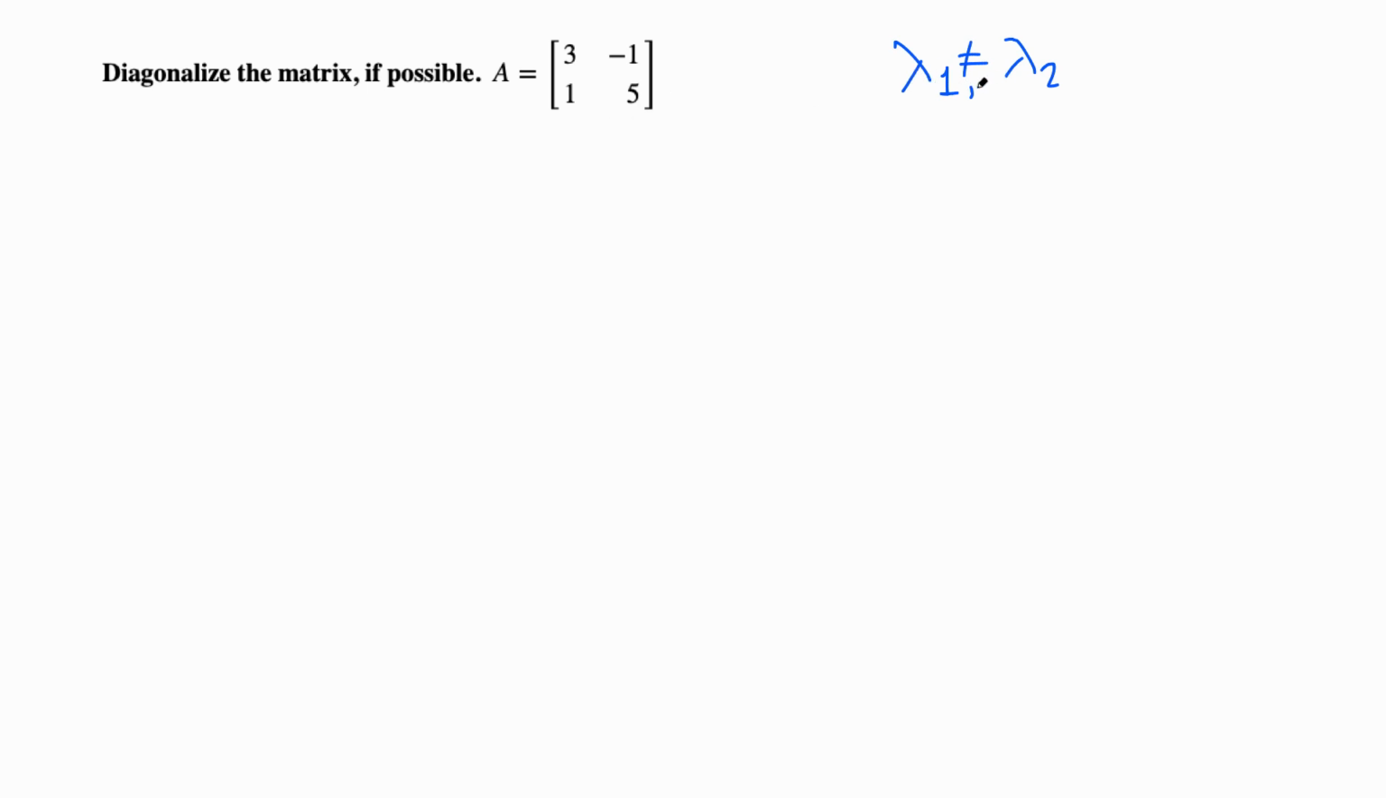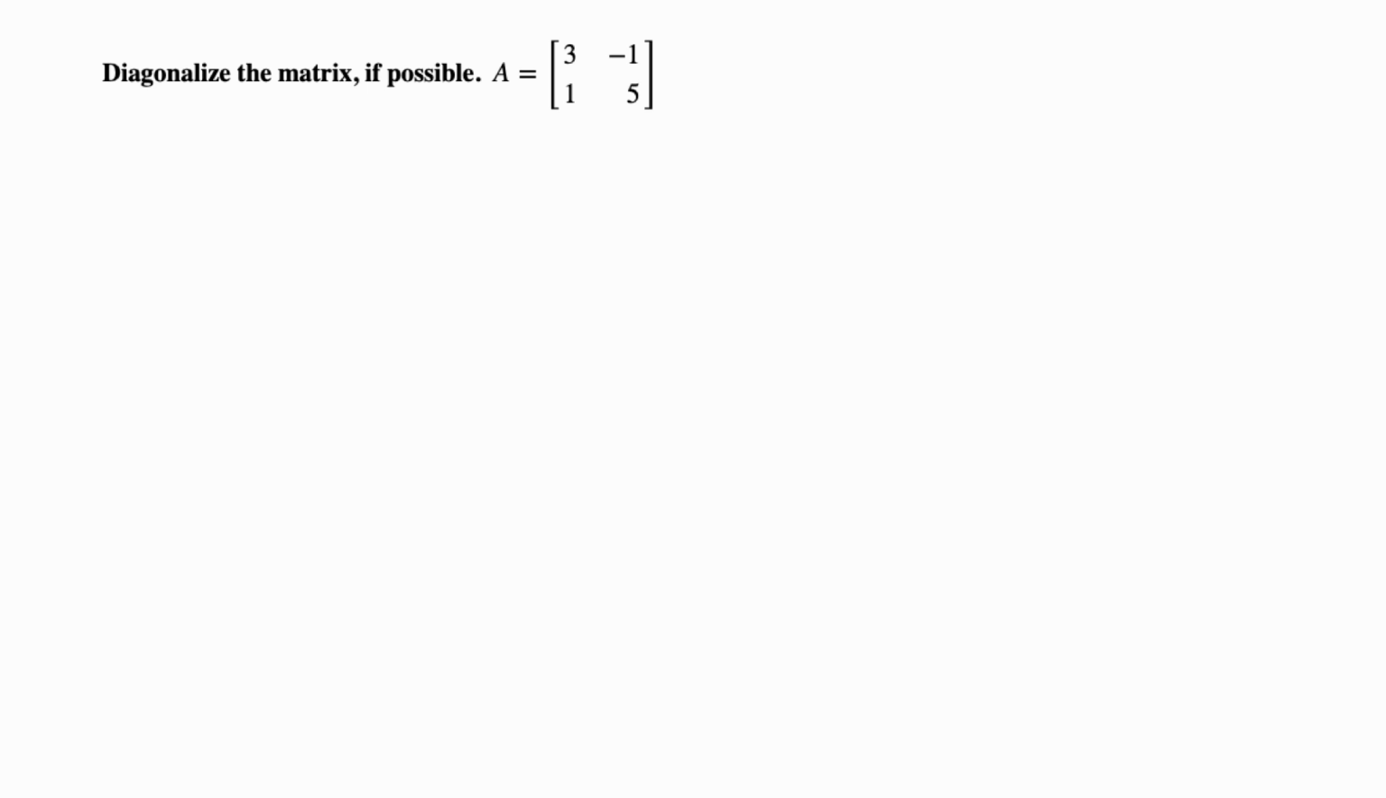Sometimes we just find one, with multiplicity 2. In that case, if we find just one, we then find eigenvectors. And if there are two linearly independent eigenvectors, then this is diagonalizable. But if we find just one eigenvector, then it is not diagonalizable. So in any case, we need to find first the eigenvalues, lambda.